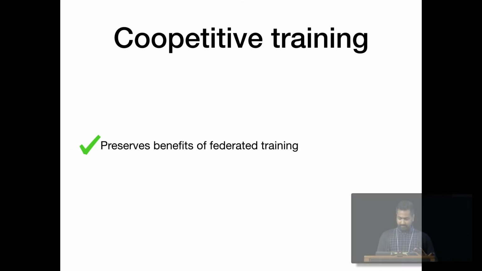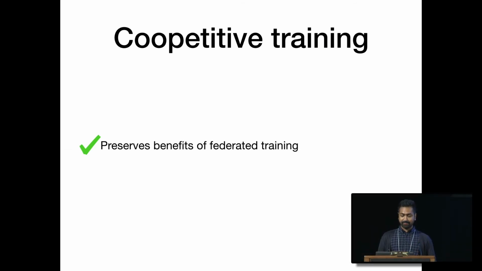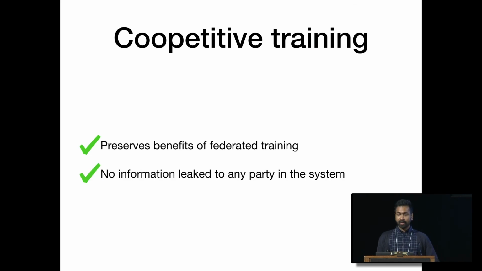So coopetitive training using SGX preserves the benefits of federated training. At the same time, no information is leaked to any party in the system. This is a loose statement because, of course, you have to reveal the final model to someone, either to the aggregator or to the parties themselves. But the point is that here you can decide. You can implement policies within the enclave.